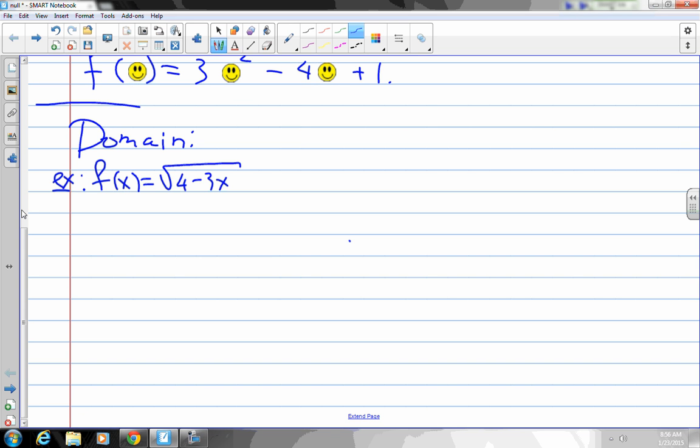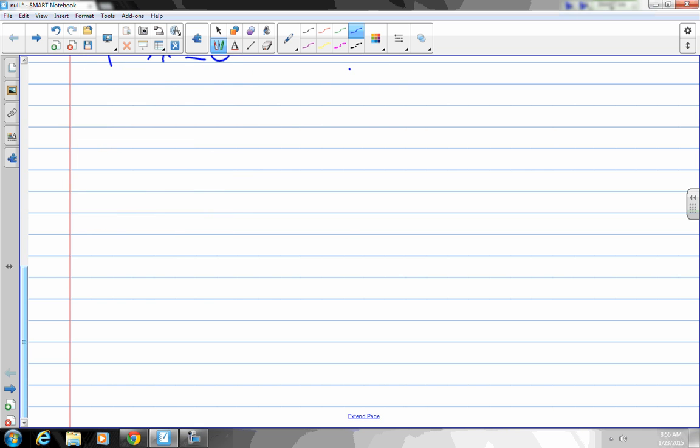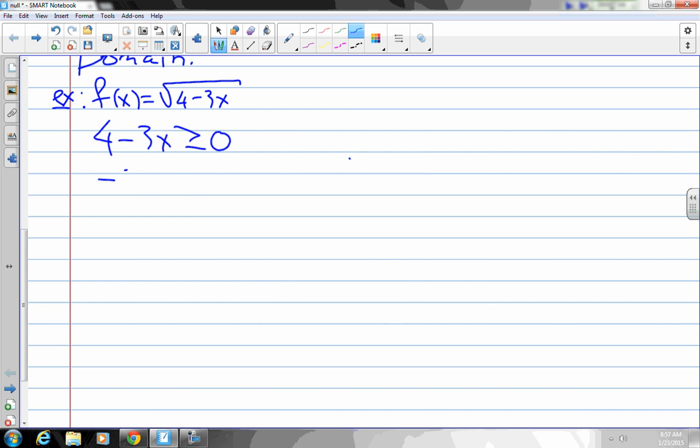So when you're dealing with square roots, who remembers how you find the domain of a square root function? What do you do? Greater than or equal to 0. What do you set to greater than or equal to 0? Yeah, you take the radicand, wherever's under the square root. You want to make sure that the radicand stays non-negative. So then the solution to that inequality will be the domain. Now, the way you solve your inequalities is solely up to you.